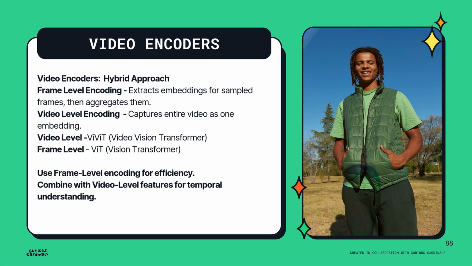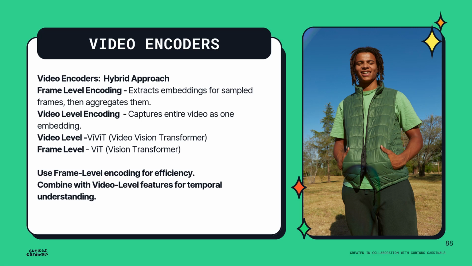If your data is using videos, then you need to convert that. There are two ways to do that: frame level encoding, in which you extract embeddings for sampled video frames and then aggregate them, and video level encoding, where you capture the entire video as one embedding. For video level encoding, you can use a video vision transformer, and for frame level, you can use vision transformers.